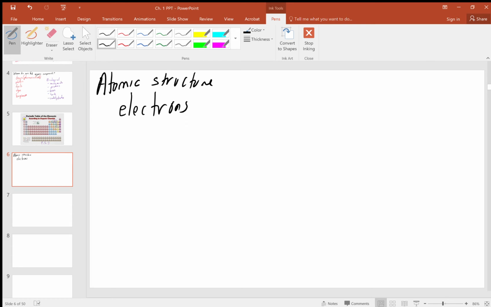Now recall that these electrons, which are in orbitals, that these orbitals are not what we would think of by the word orbit. These orbitals are mathematical descriptions of where we're likely to find the electrons.